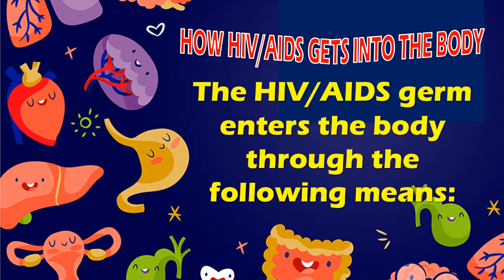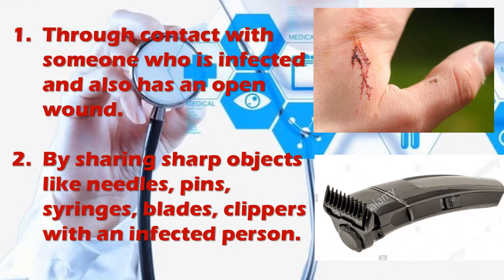So the next thing we are looking at is, how can HIV get into our body? HIV germs enter the body through the following means. We can get it through contact with someone who is infected and also has a wound. The person has an injury in his or her hand or body, and blood is coming out. That is why when you see somebody's blood, don't touch and don't go close to it. Avoid the contact of blood.